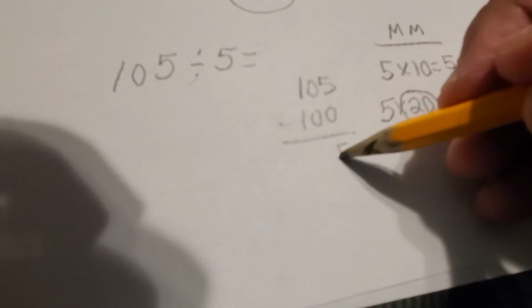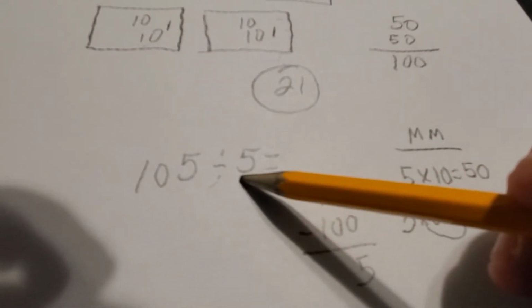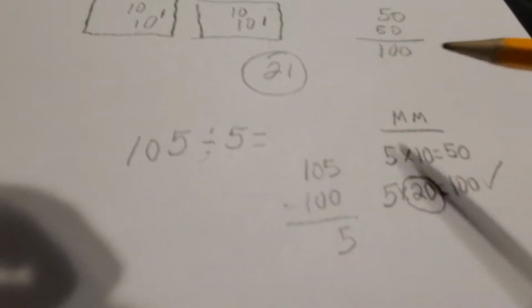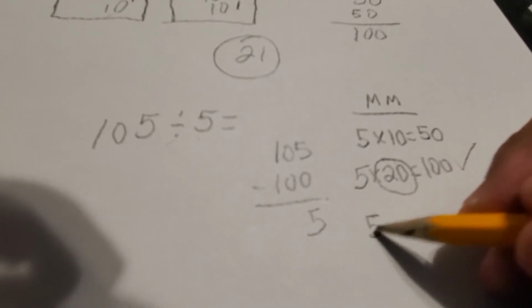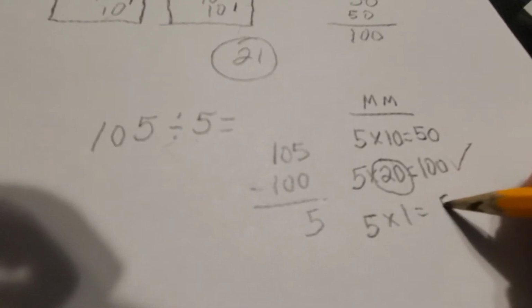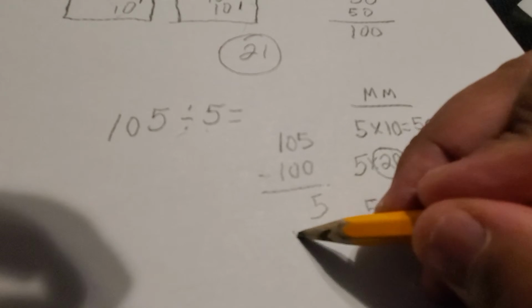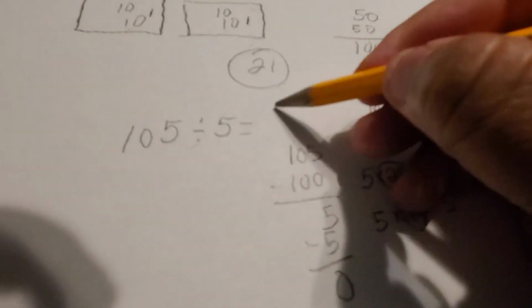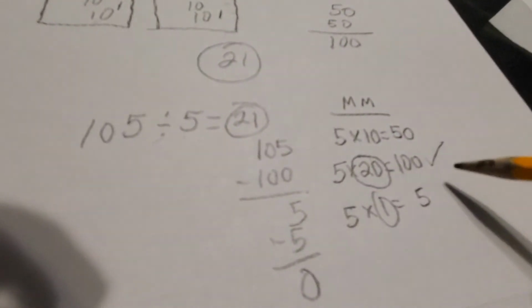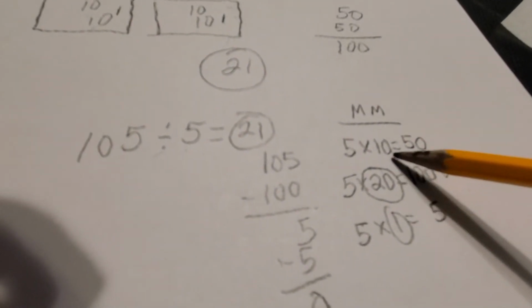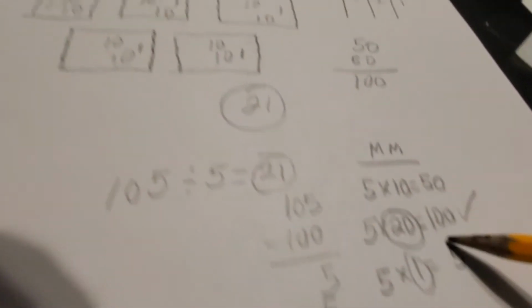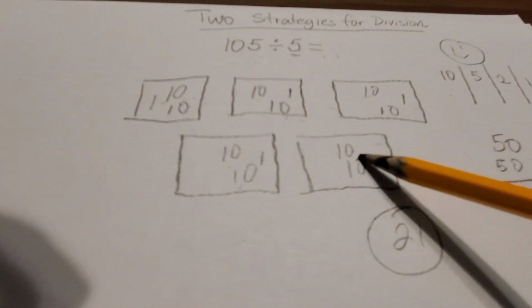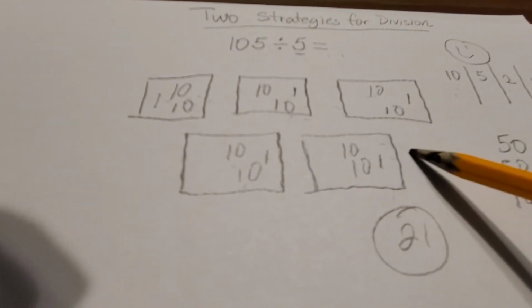Well, there's 5 left. Well, now, if there's 5 left and I'm dividing that by 5, well, that's 1. 5 times 1 is 5. And I subtract 5 and I have nothing left. So my answer is 21 groups. Same answer I got before. This is less visual, using more of your mental facts. This is a lot easier for kids who need to break it apart.